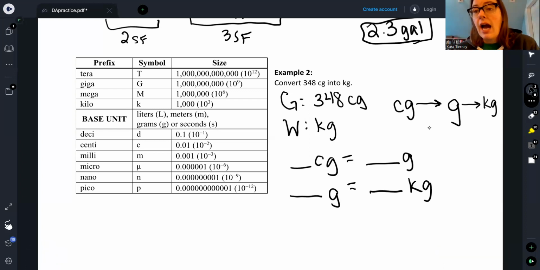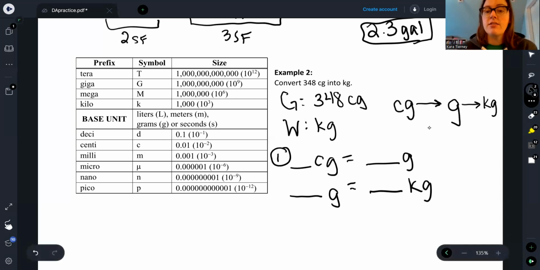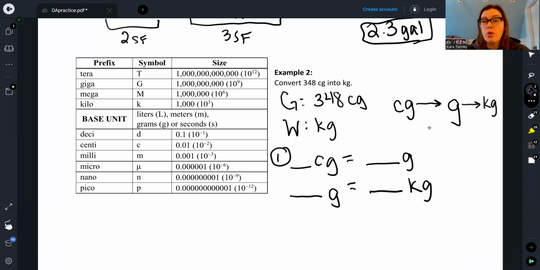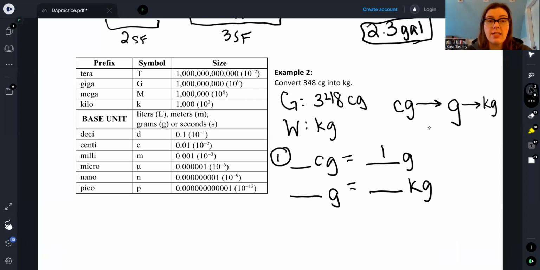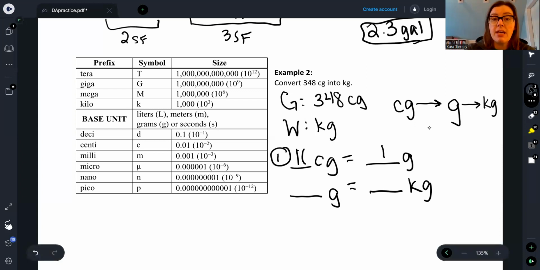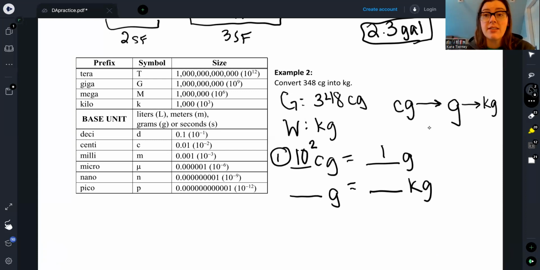So let's review how we write each equation. Equation 1 relates centigrams and grams. I put the 1 with the bigger unit. That's the one that's higher up, grams. I look at my prefix, centi is 10 to the negative 2. So I find the prefix, I find the power of 10, and I make it positive. We're positive people. I make all the powers of 10 positive. And the reason I can do that is that I put the 1 with the bigger unit, so I've got a whole lot of little units that fit into that.